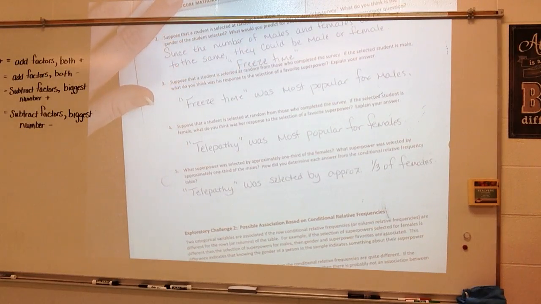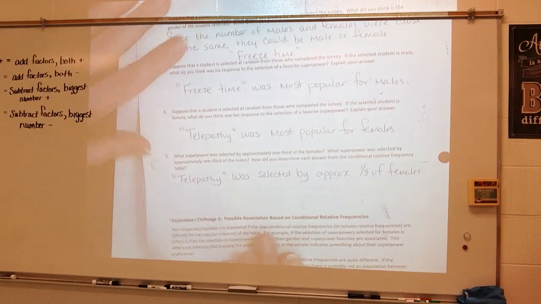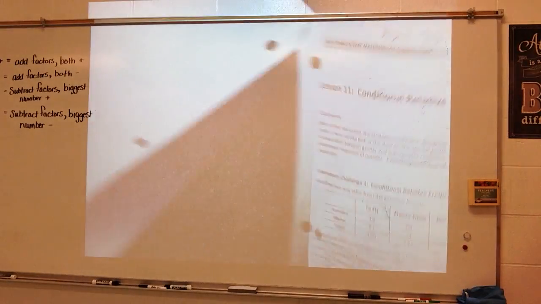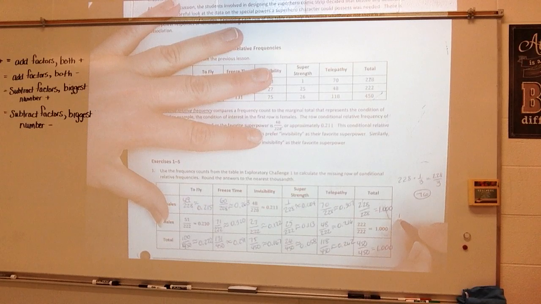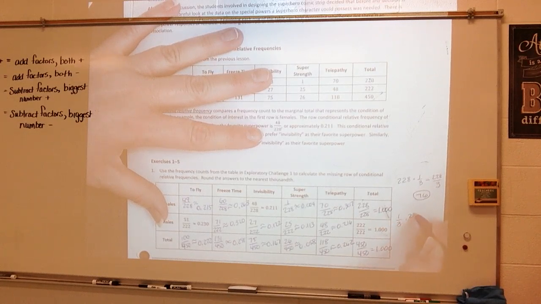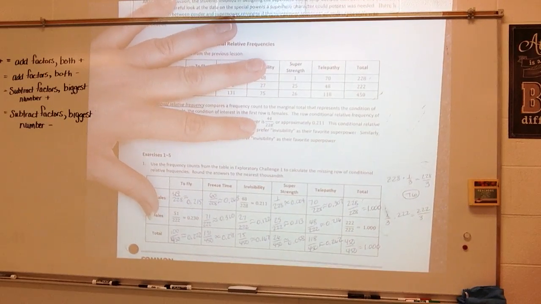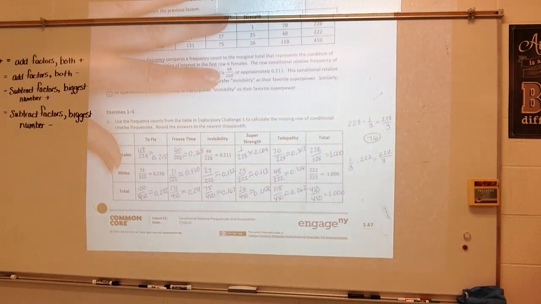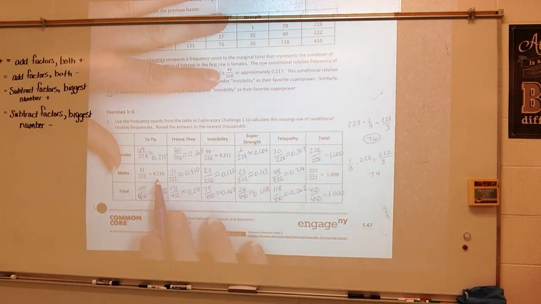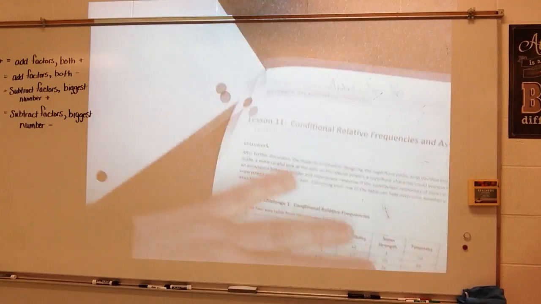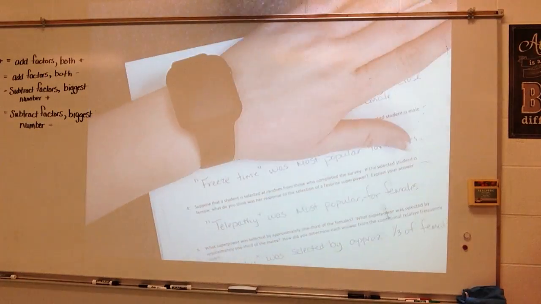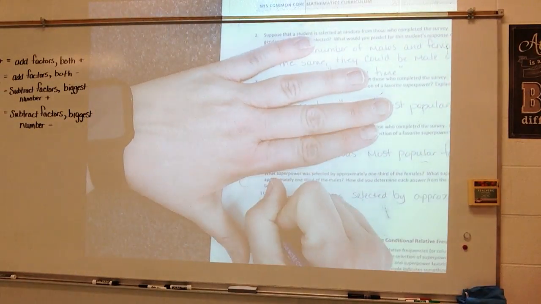What superpower was selected by approximately 1/3 of the males? Well, we're going to go back and do that the same way. So 1/3 of the males, 222 of them. So 222 divided by 3. That would be, what, 74? So it looks like freeze time.